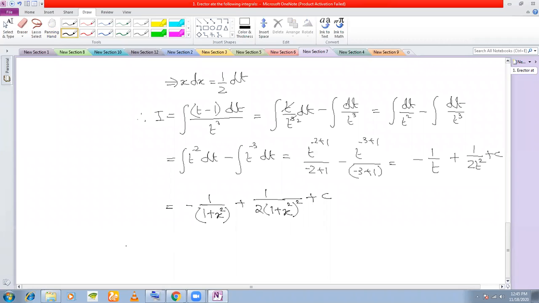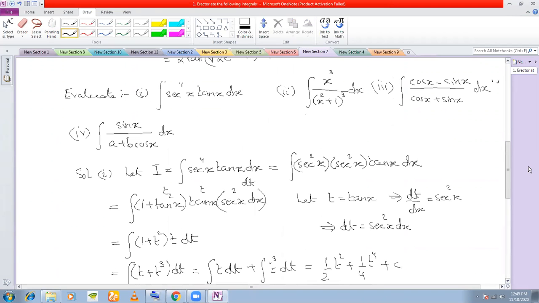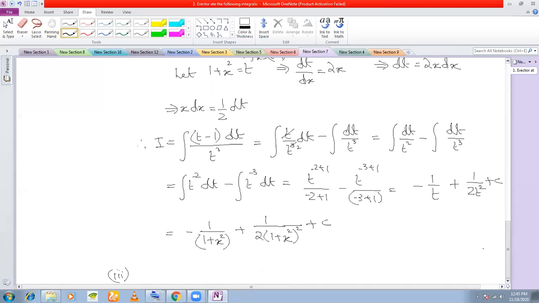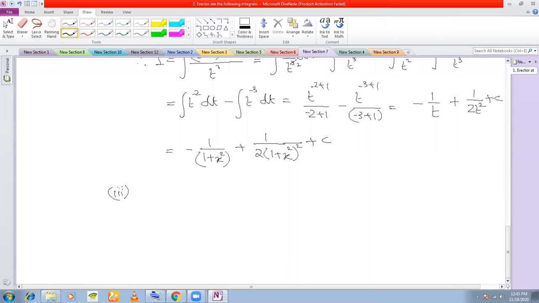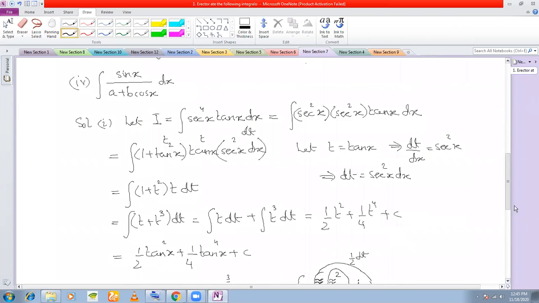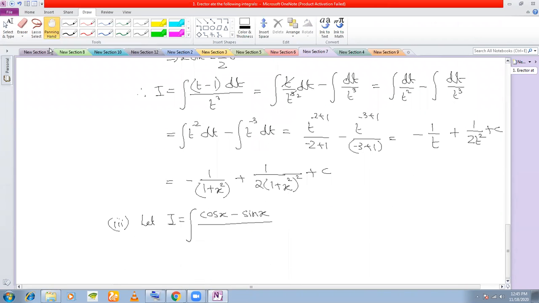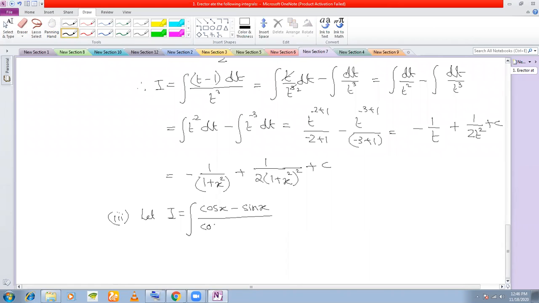Okay, let us see the third one. All these are your ISC problems. Next one is integral cos x minus sin x divided by cos x plus sin x dx. Okay, so how will you evaluate this integral?